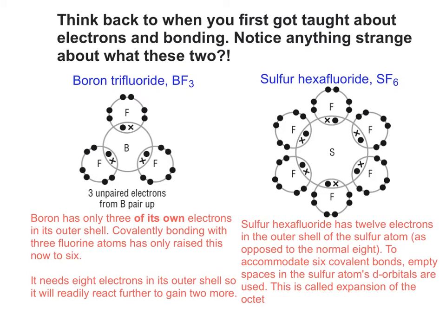So sulfur hexafluoride has 12 electrons in the outer shell of the sulfur atom. You'd normally expect it to have a total of 8. So what's happened is that the sulfur has made the d orbitals in its 3D subshell available, and what that means is that 6 covalent bonds can be accommodated now. This is called expansion of the octet, and it's commonly found in larger p-block atoms where they have 3D and 4D, for example, subshells, so there's room for this to take place.